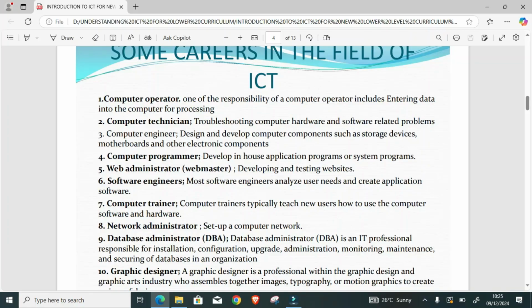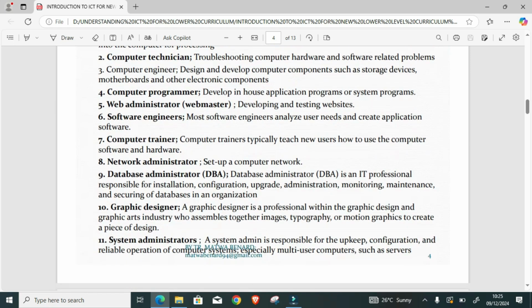And number three, you can become a computer engineer, whereby you begin designing computer components like the motherboard, storage devices, and other electronic components. So, in number four, someone can become a computer programmer. I remember when I was here at campus, we were trying to become computer programmers.